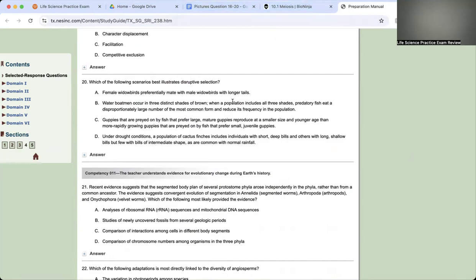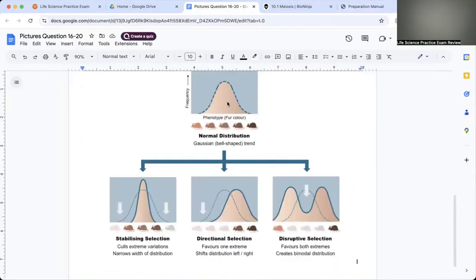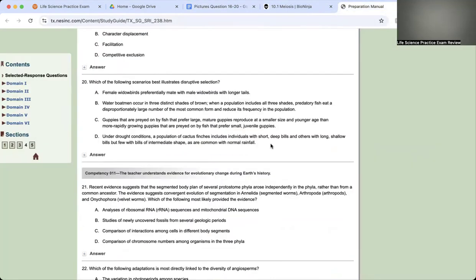So if we go back to that picture, let me get myself back, here we go. So we're favoring our short, deep bills and our long, shallow bills, but not our intermediate bills here. So that's going to be an example of disruptive selection. So that's going to make D our correct answer.